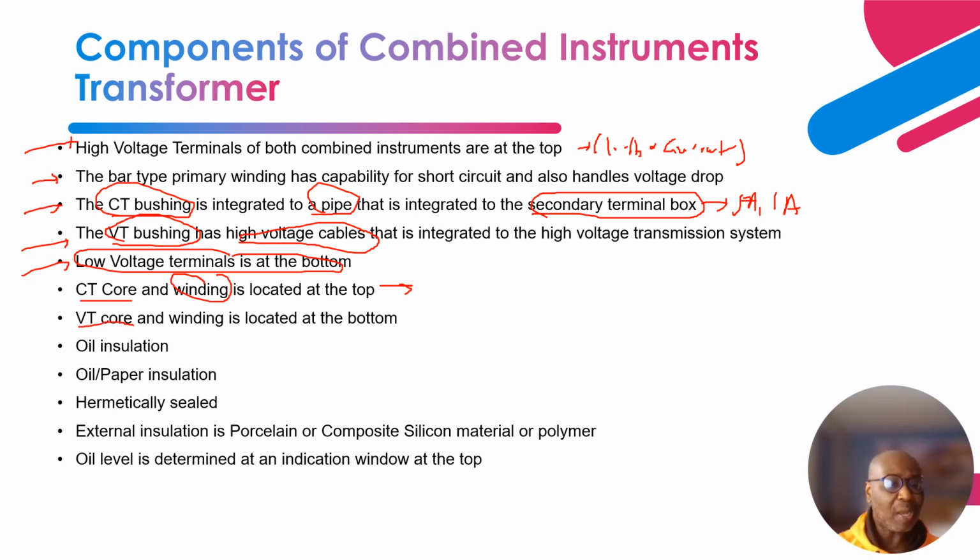Then it also has a VT core and winding that is located at the bottom. So that is the difference. The core and the winding for the CT is located on top, and a core and a winding for the VT is located at the bottom.